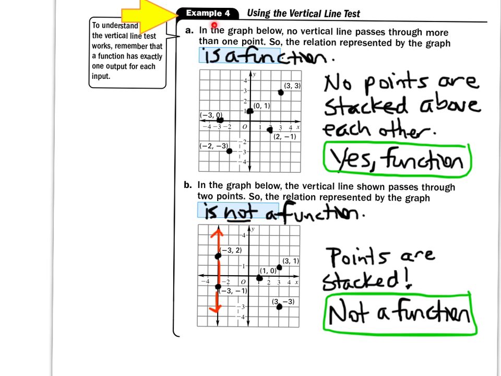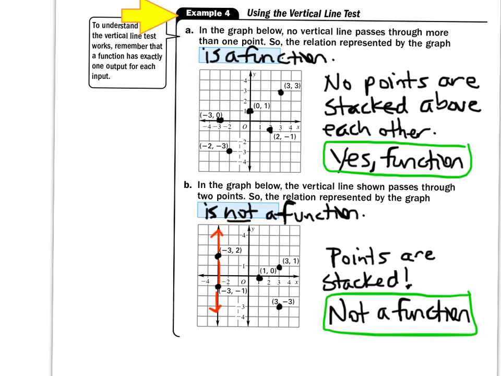Okay, so look at example 4. In the graph below, no vertical line passes through more than one point, so the relation represented by the graph is a function. And I want you to notice, please make these points bolder so you can see them. And no matter where I would put a vertical line, there is never a place that one point is stacked directly above each other, like putting two Legos on top of each other. They're not. And so it would pass the pencil test, so you would say, yes, this is a function.